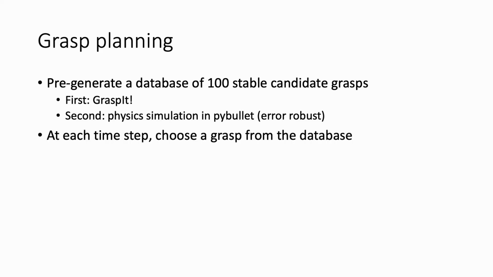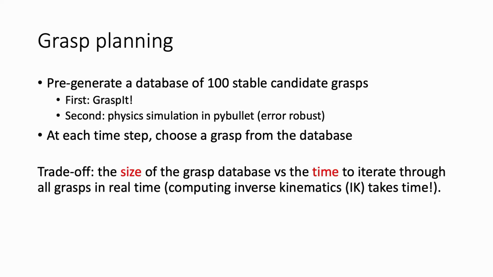The grasp planning problem in our system then becomes: at each time step, we need to pick a grasp from the database. So here comes the trade-off: the size of the grasp database versus the time to iterate through all grasps in real time. In general, the more grasps we have in the database, the more variety and coverage we have in the approach directions. But at the same time, the time spent iterating over all the grasps also increases with more grasps. Given our database of 100 grasps for each object, just iterating through all of them by simply checking reachability and computing IK is already infeasible in real time.